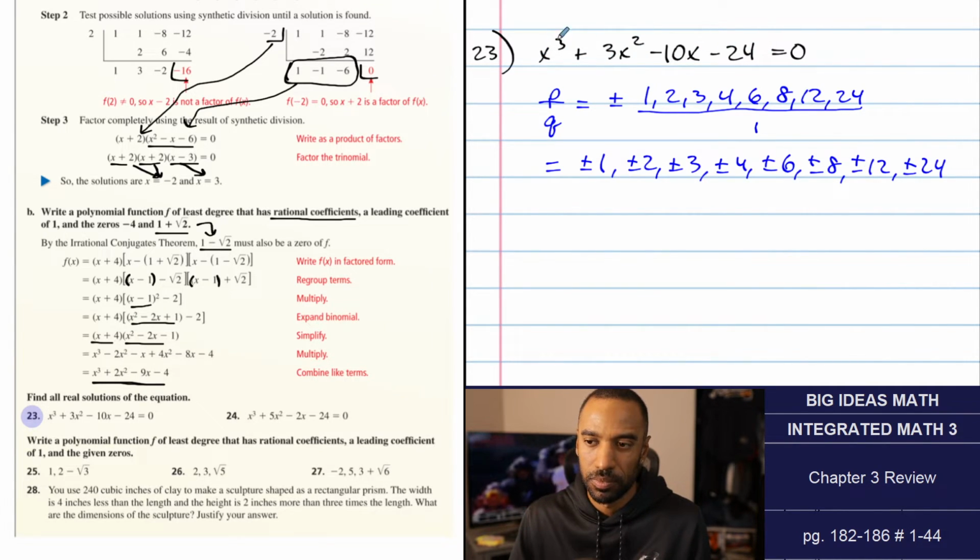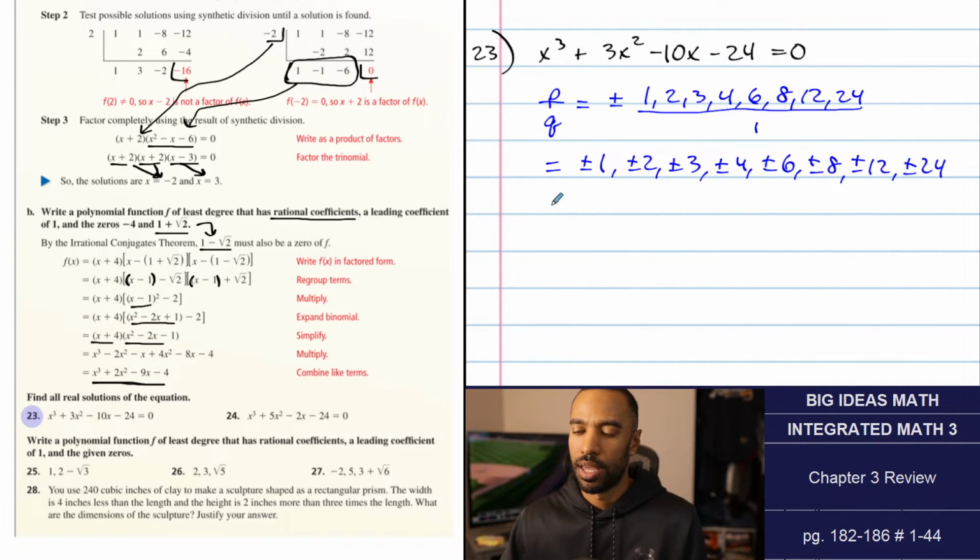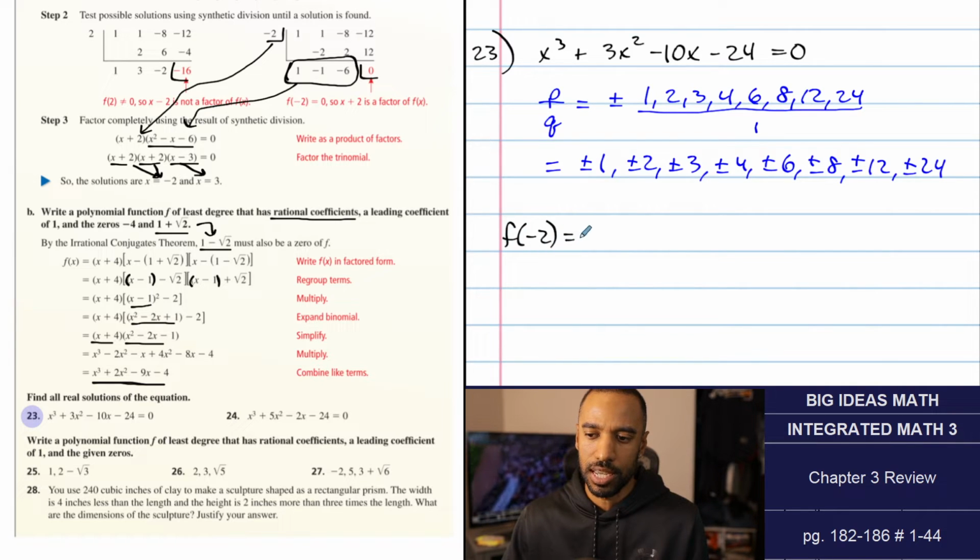That's not 0. If I plug in -1, I get -1 plus 3, which is 2, plus 20, which is 22, minus 24, which is -2. That's close, but that's not it. Let's try 2. 2 cubed is 8. 2 squared is 4, times 3 is 12, so that's 20. Minus 20 minus 24 doesn't work. -2 cubed is -8. This is, again, plus 12. That's 4. Plus 20 is 24, minus 24 is 0. So -2 does work. F of -2 is indeed 0.